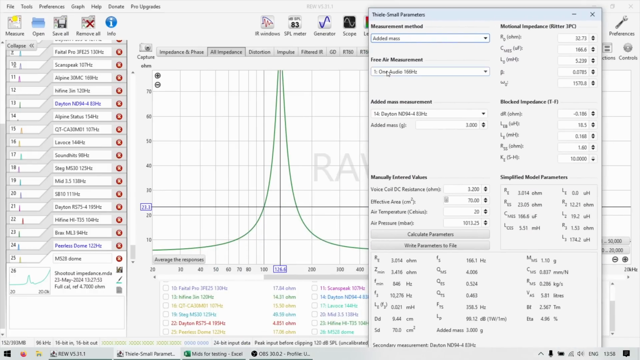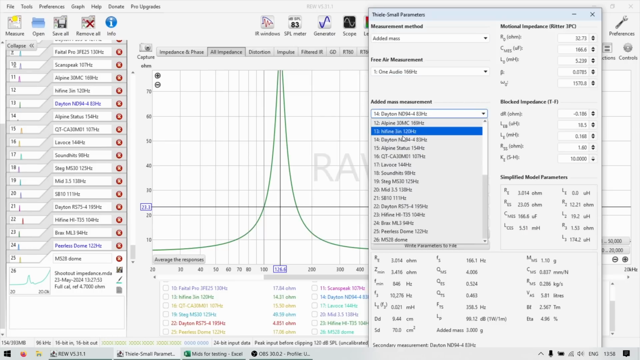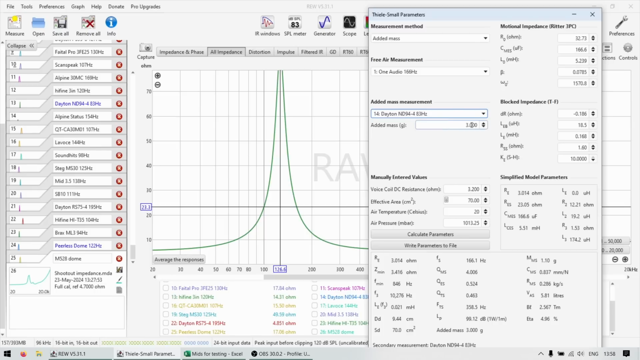So if I'm going to take, for example, this one audio, the first measurement that I have, and the second one, I'm just choosing added mass, whichever, doesn't matter. It's the only thing that FS has to be lower. And everything here does not matter. If I press calculate the parameters, what I'm getting is these.